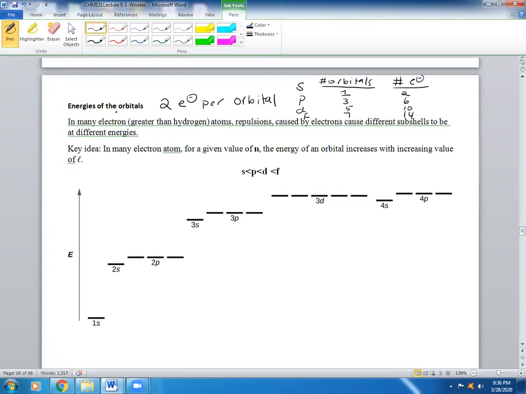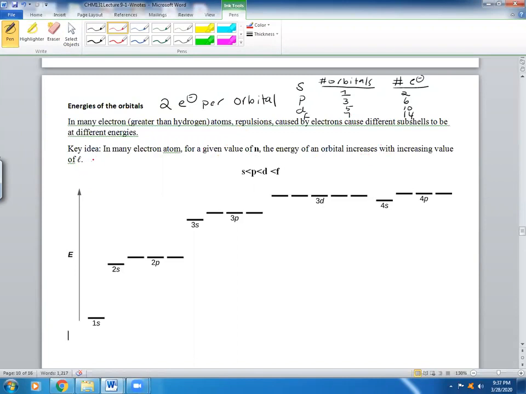So very well, when it comes to the energies of the orbitals, it says in many electron atoms, repulsions caused by electrons cause different subshells, the S, the P, the D, all of those, to be at different energy levels. Electrons are negatively charged, so they actually repel each other. So therefore, they want to move away from each other, and that actually ends up increasing the energy. The key idea, and please pay attention to this, is that in many electron atoms, for a given value of n, the energy of an orbital increases with the increasing value of L.